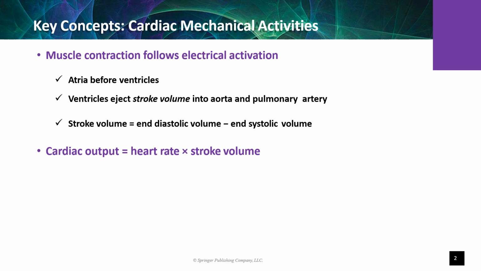Intercalated discs contain gap junctions that serve as electrical connections between the cells, and these allow transmission of action potential. Through the gap junctions, the cardiac action potential travels from the SA node to the entire cardiac muscle via cell-to-cell conduction. The cardiac muscle works as a single unit.